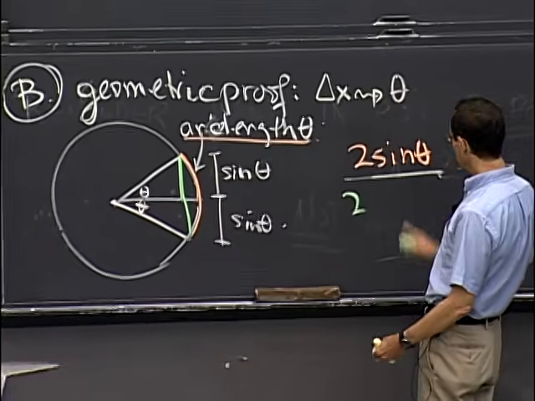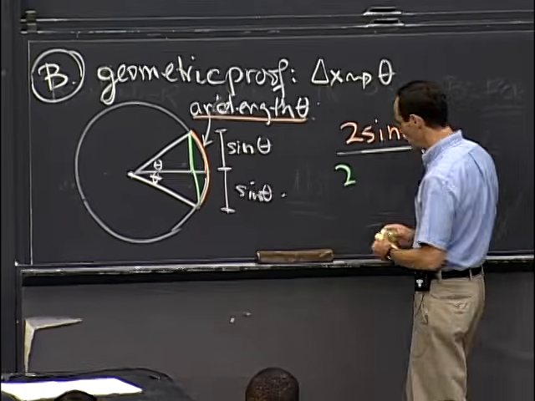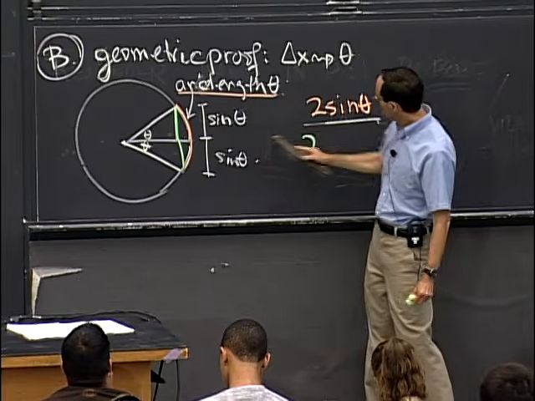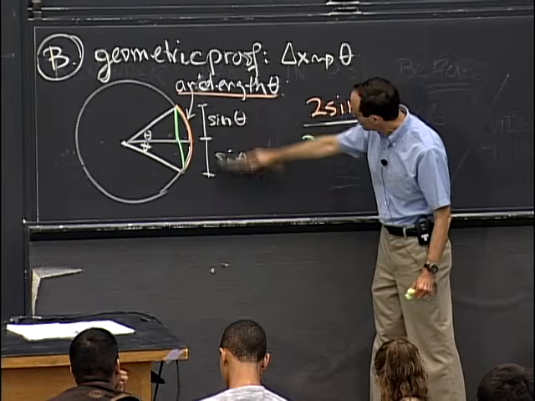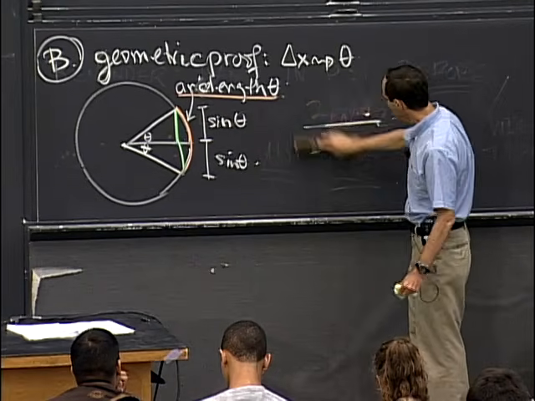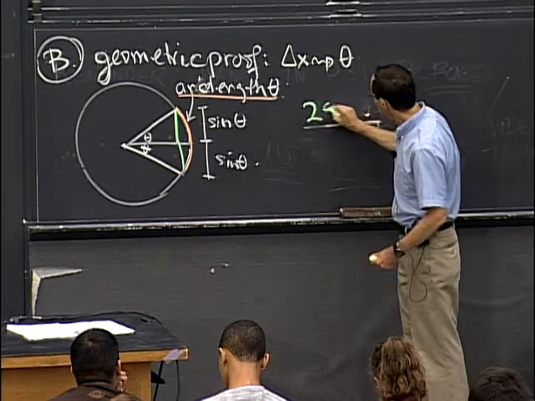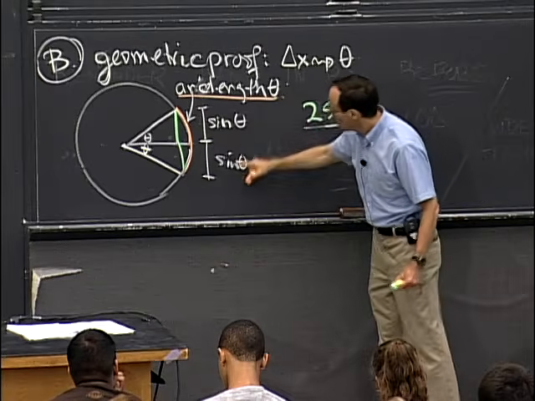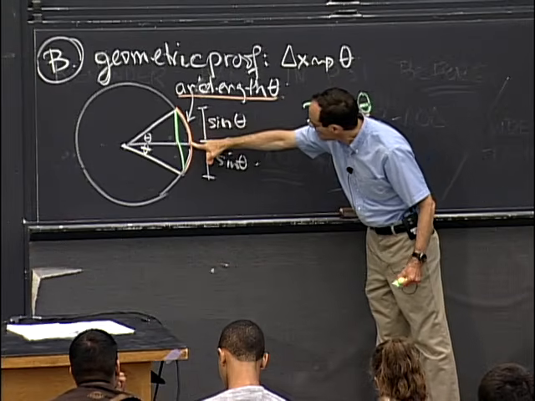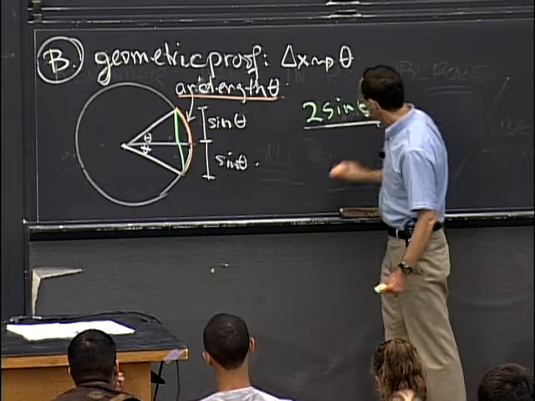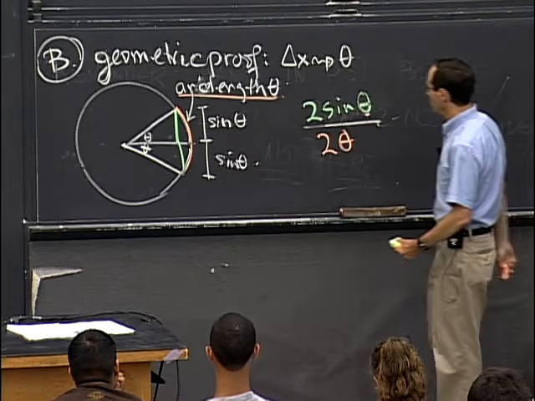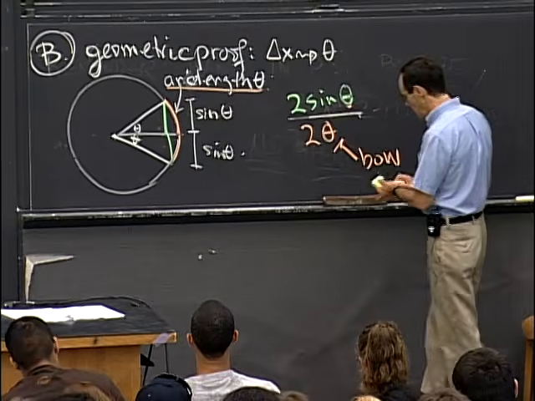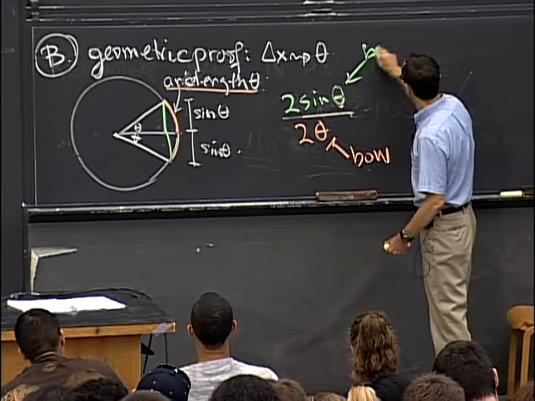Whoops, I got it backwards. Sorry about that. Trying to be fancy with the colored chalk, and I have it reversed here. So this is not 2 sine theta. 2 sine theta is the vertical, that's the green. So let's try that again. This is 2 sine theta. All right. And then in the denominator, I have the arc length, which is theta is the first half, and so double it is 2 theta. All right. So if you like, this is the bow, and up here we have the bowstring.